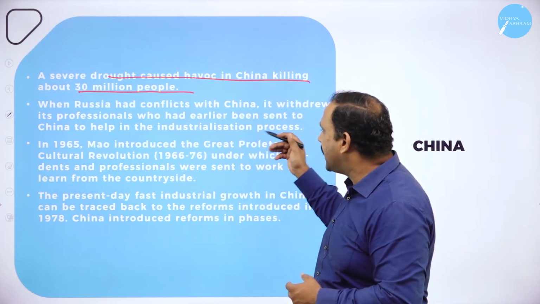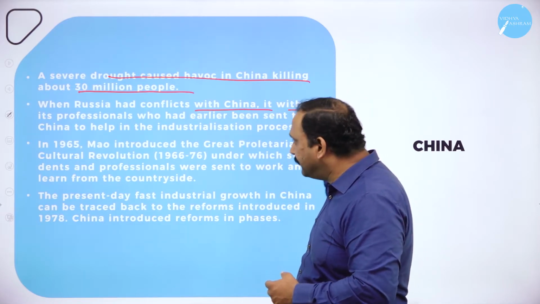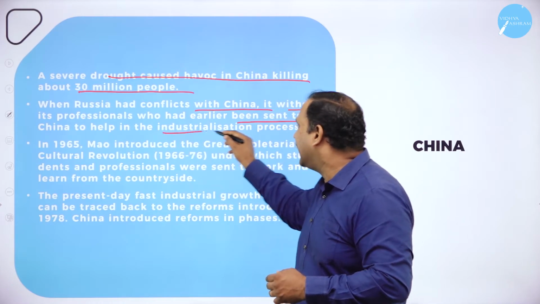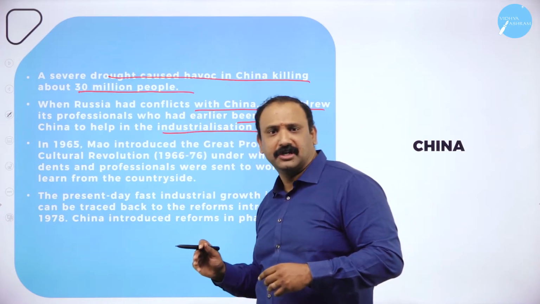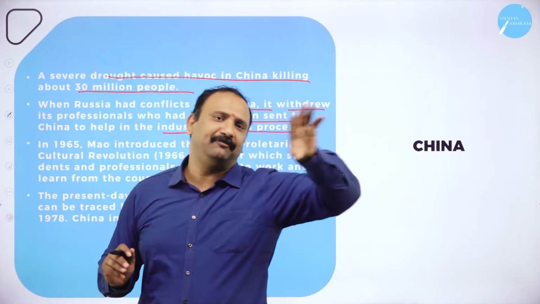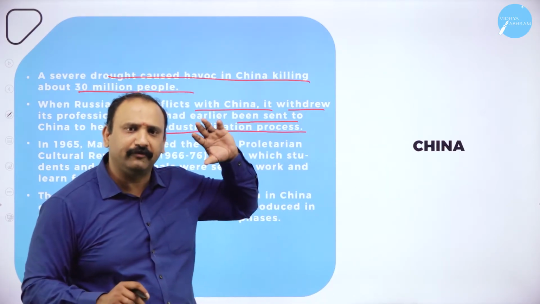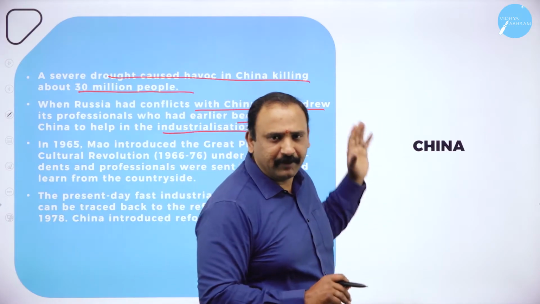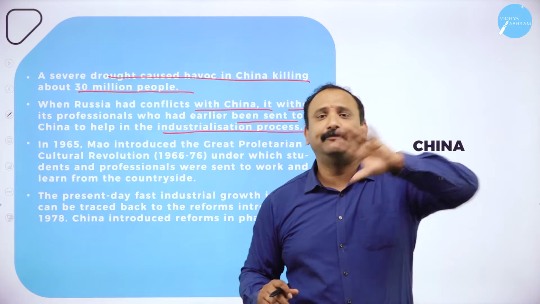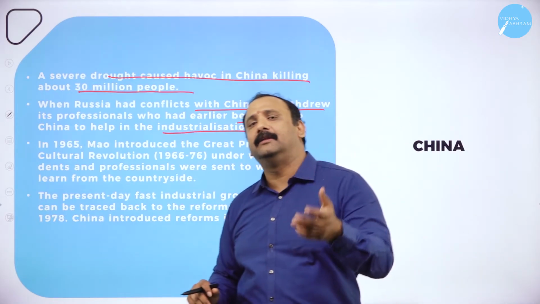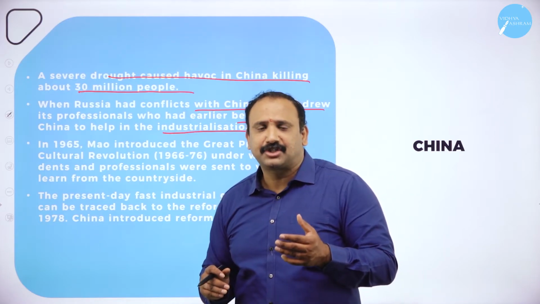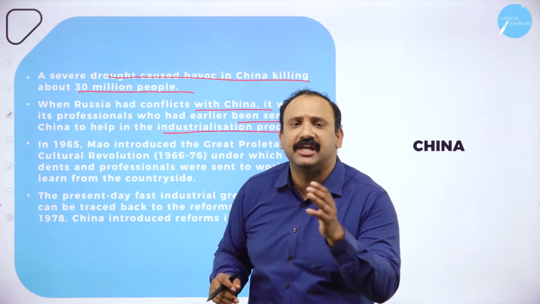Now, when Russia had conflicts with China, it withdrew its professionals who had earlier been sent to China to help in the industrialization process. So the Chinese government was not friendly with everybody in the world. They had conflicts with every single government. Even with Russia, they had a problem. So the Russians had to withdraw their people who were trying to help them in industrialization.